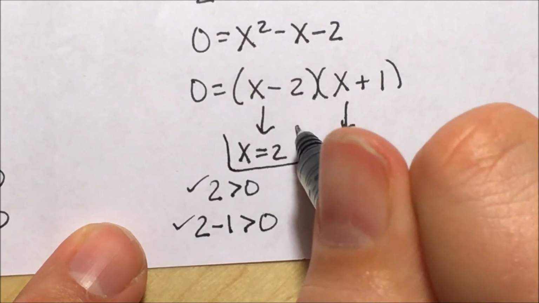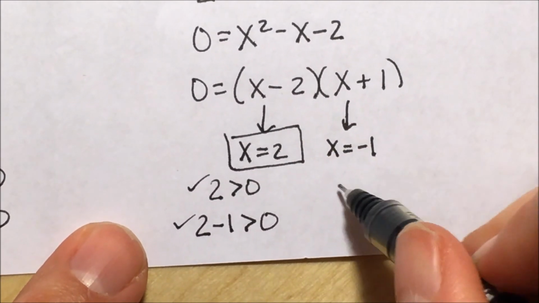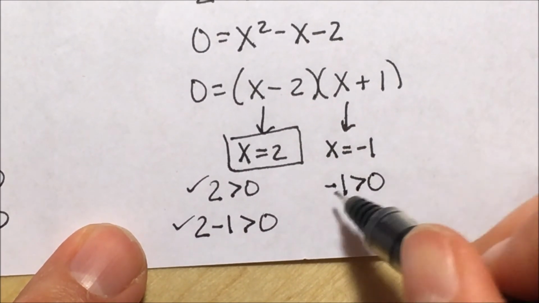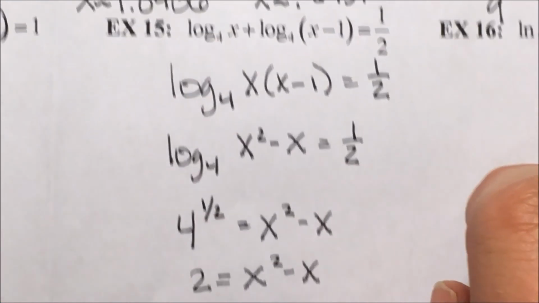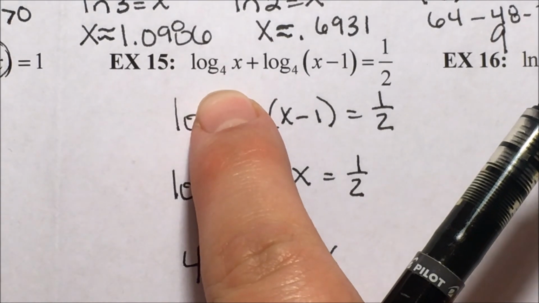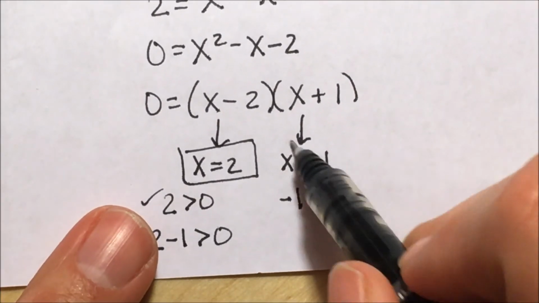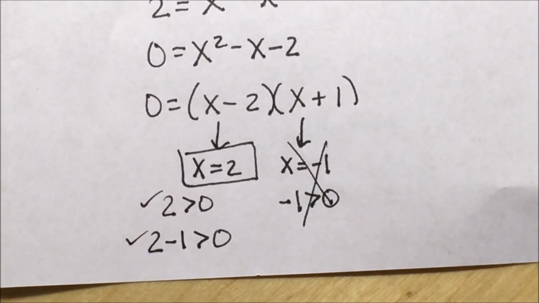That's a solution. For our second one, if we just try it in the very first equation, negative 1 is not greater than 0. So if I try to plug this into the equation, the very first log is not going to be happy with that. So that is not actually a solution of this equation.